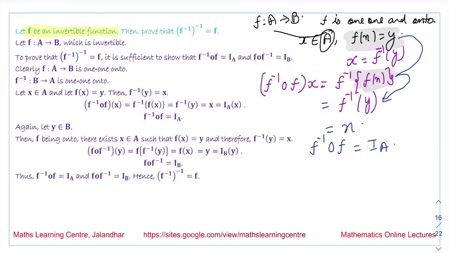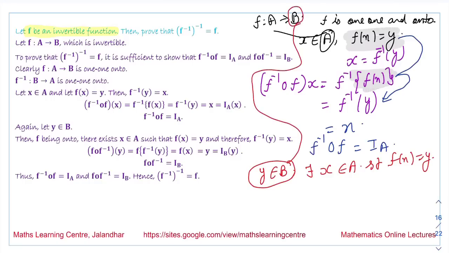Now if we consider the element y that belongs to B, then f being onto, there exists an element x belongs to A such that f of x is equal to y. We are considering the element y from the codomain, and as this function is both 1-1 and onto, it means B is the codomain as well as the range of f. So as it is the range of f, for every y belongs to B, there exists an x such that f of x is equal to y.